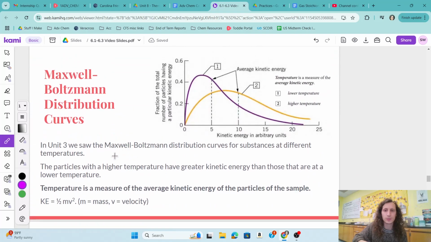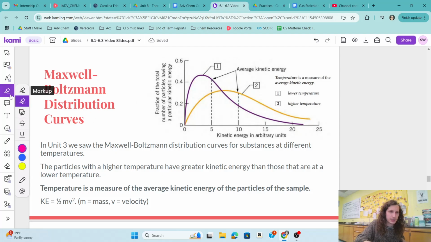Okay, Maxwell-Boltzmann curves. We spent a good amount of time looking at these in Unit 5, but they can show up in thermo for sure, especially when we're talking about temperature of different samples. So when you've got something with a higher temperature, it's going to be shifted to the right, and it's going to be shifted down a little bit. And if you've taken any calculus, this might make sense to you. If you haven't, don't worry about it.